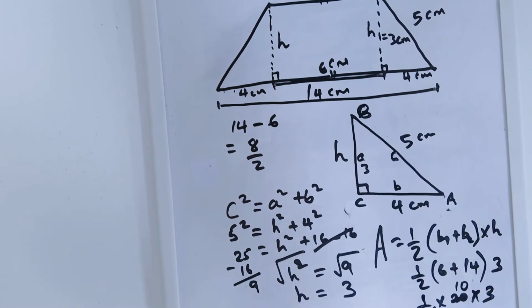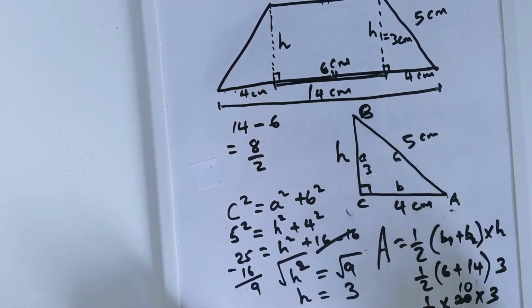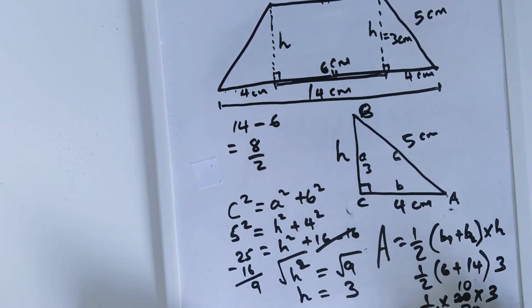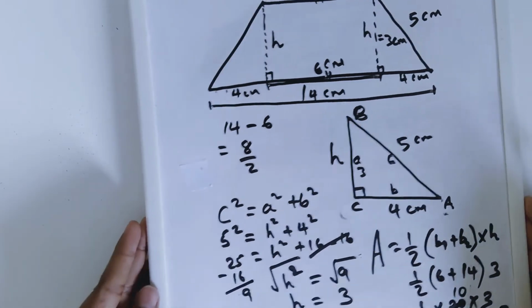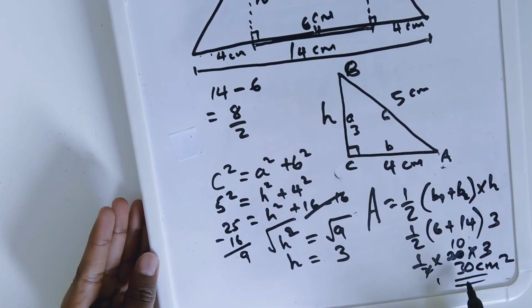Okay, so 10 times 3 is 30 centimeters squared. That is the area of this trapezoid. The area of the trapezoid is 30 centimeters squared.